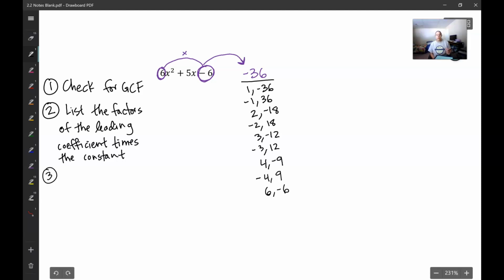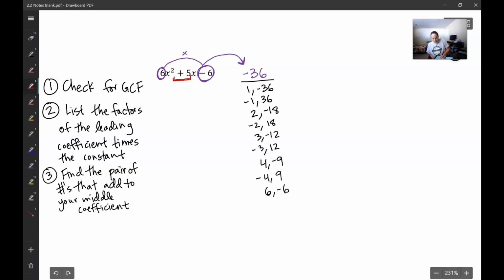Step 3 is the same as step 3 from the other shortcut. Find the pair of numbers that add to your middle coefficient. So my middle coefficient is a positive 5. So I want to find what adds to a positive 5. Well, that would be this one. My positive 9 minus 4 gets me to a positive 5.